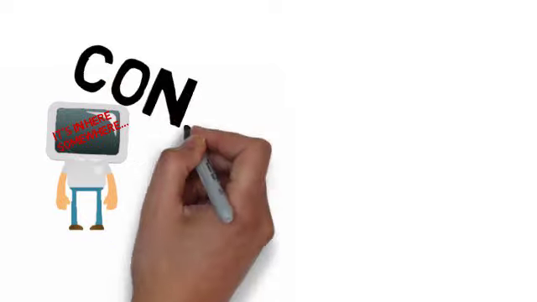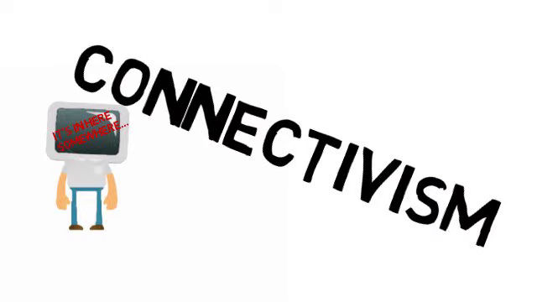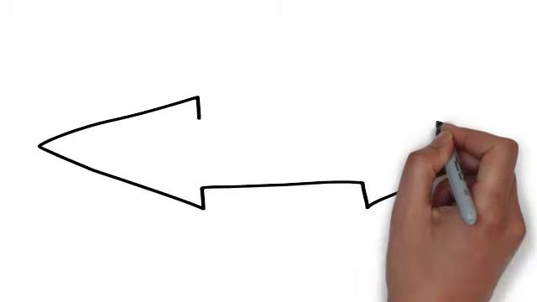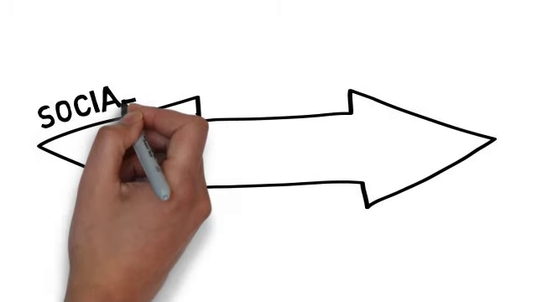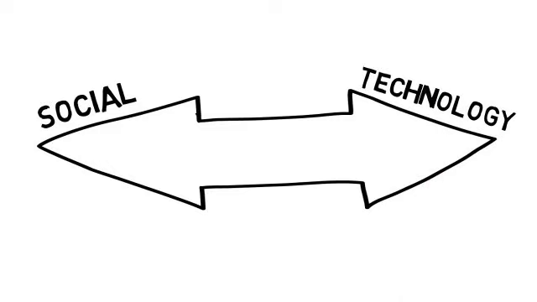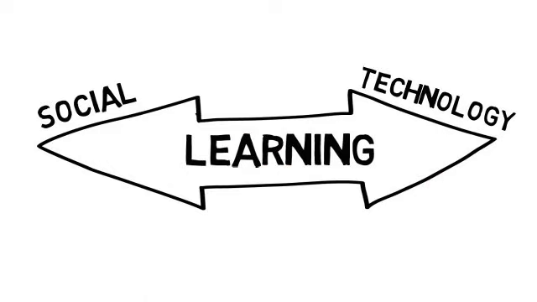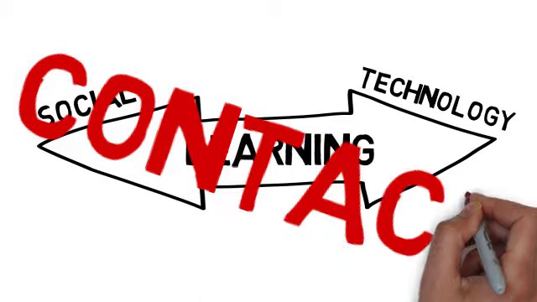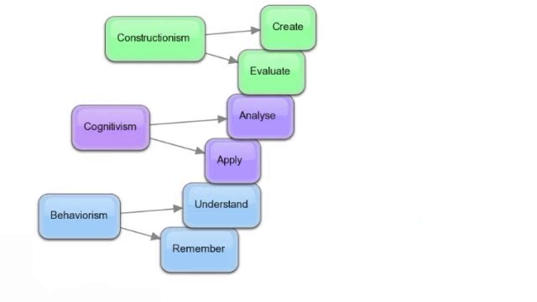This is called Connectivism. Connectivism is a learning theory that was developed by Stephen Downes and George Siemens. It emphasizes the role of social and cultural contact along with technology to enhance learning. Basically, it is the belief that people learn through contact. This is not to be confused with other learning theories such as behaviorism, cognitivism, and constructivism.